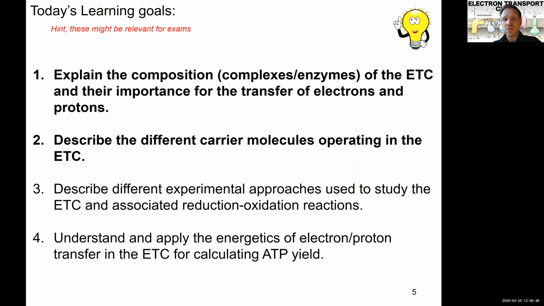So for this video, our major learning goals are 2. The first one is that we want to be able to explain the composition of the complexes and the enzymes that are part of the ETC and how these complexes are important for the transfer of electrons and protons. And in addition, we want to be able to describe the different carrier molecules that we're using to run our ETC.